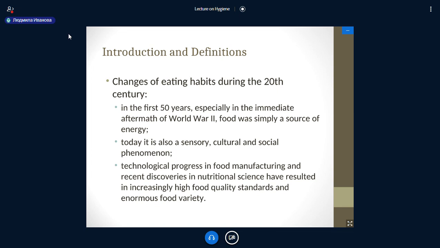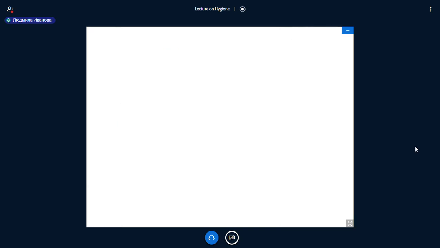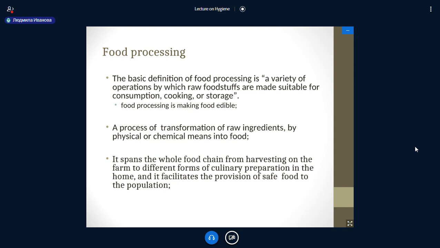Progress in food manufacturing and recent discoveries in nutritional science have resulted in increasingly high food quality standards and enormous food variety. The basic definition, and that's why it's normal to increase the methods of processing, food preservation, the generation of food, and of course to improve the colors, the taste, the texture, and everything that is included under food processing.